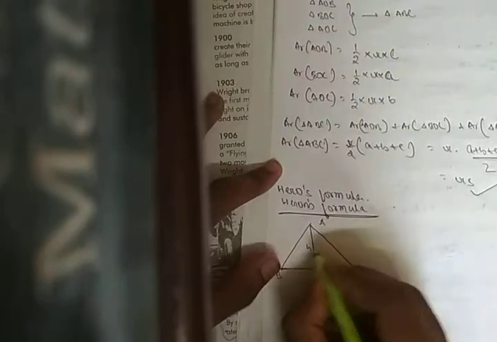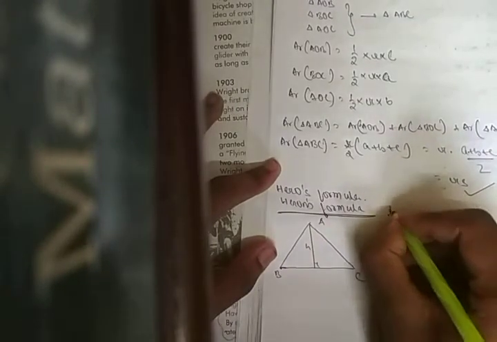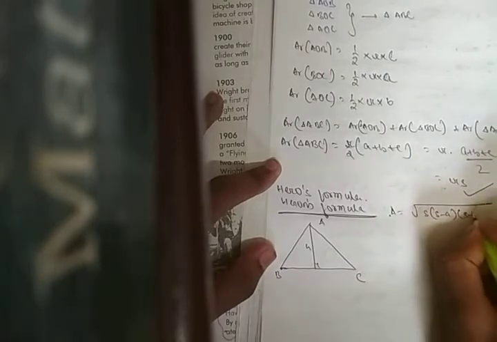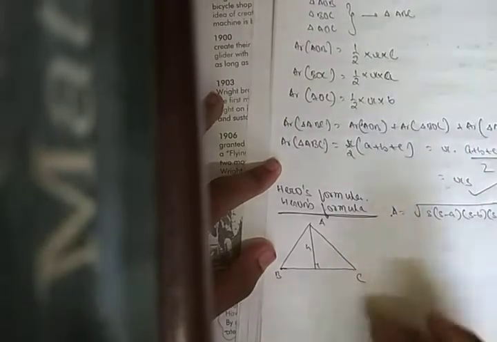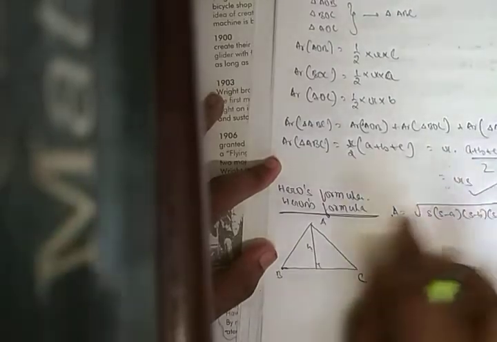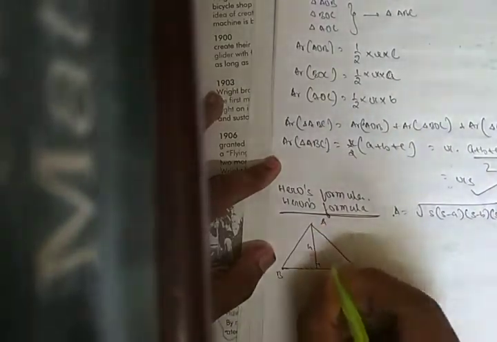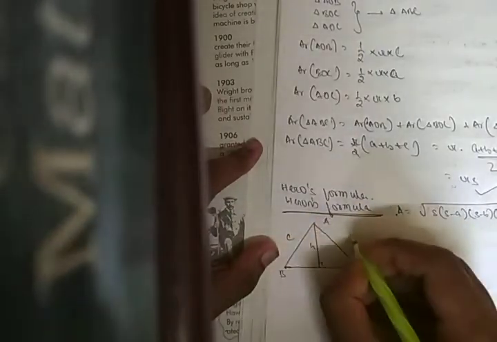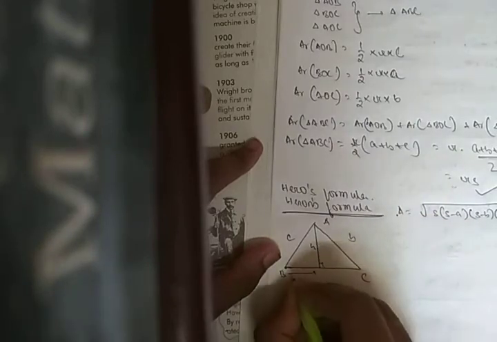Though in the formula there is no such thing. The formula is the area A equals root under s times (s minus a), (s minus b), (s minus c). There is no concept of height, but in proving we need that. Let's say I drop a perpendicular onto BC. This is side c, and this is b. This is a, let this part be x.